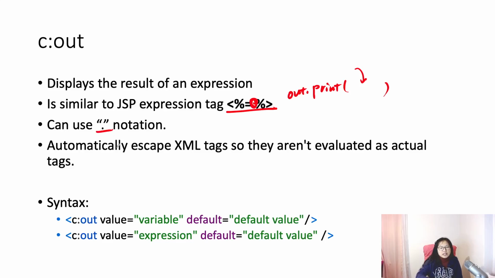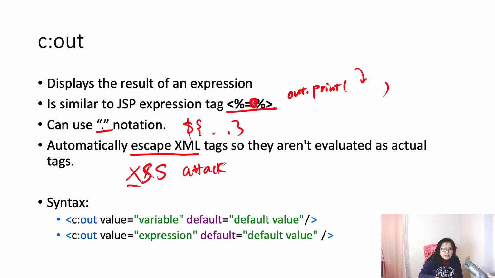It can use EL notation. The reason is it can have an expression, and in the expression we will use EL expression. That's why you can use a dot, like person.address.firstName, this way. It automatically escapes XML tags, so they aren't evaluated as actual tags. This one is very important, because by default COUT will escape XML tags. It can prevent cross-site scripting attacks, and we will introduce that in another video.